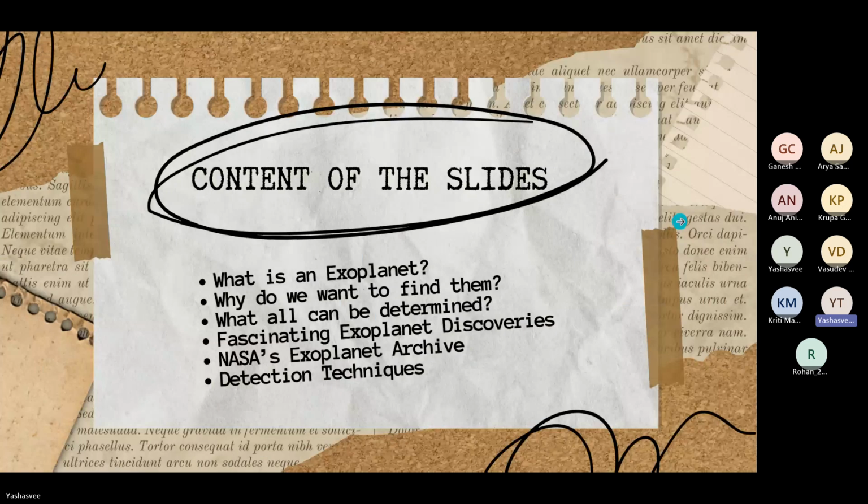But as for the content of the slides, we will be having an introduction as to what is an exoplanet and also the question why do we want to find them, and then we discuss what all parameters can be determined about these exoplanets. Then we will take a look at some of the fascinating exoplanets which have been discovered till now. Then we will take a look at NASA's exoplanet archive as to how they store the data on the exoplanets. And then we will finally see the detection techniques.